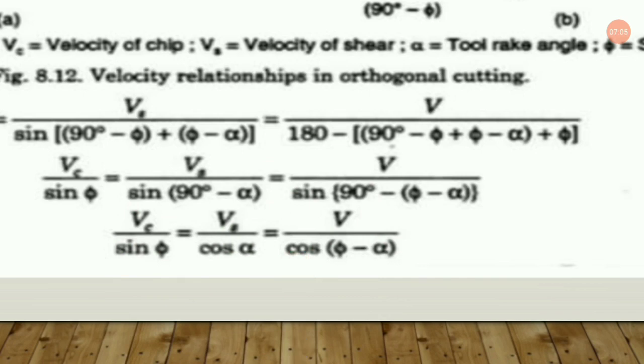So Vc by sin phi you can write as Vs by cos alpha, and it is also equal to V by cos(phi minus alpha). So you have to keep in mind these three relationships of Vc, Vs, and V, that is the chip velocity, the shear velocity, and the cutting velocity as well.